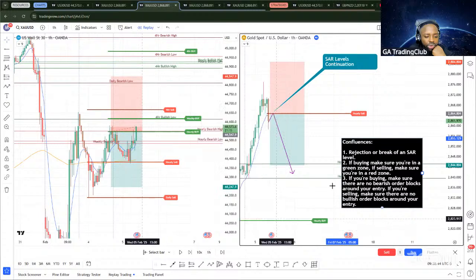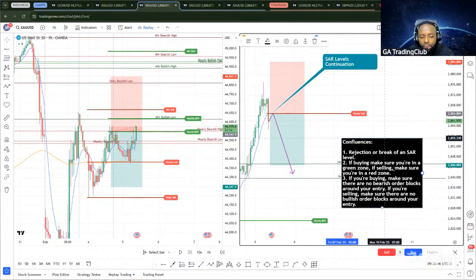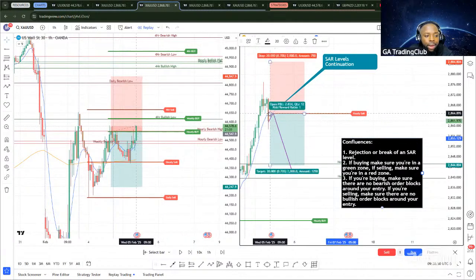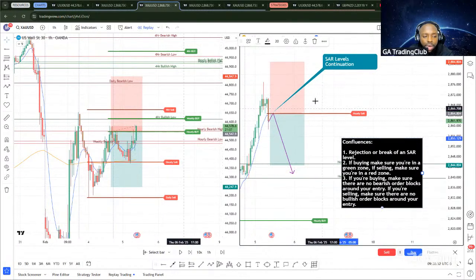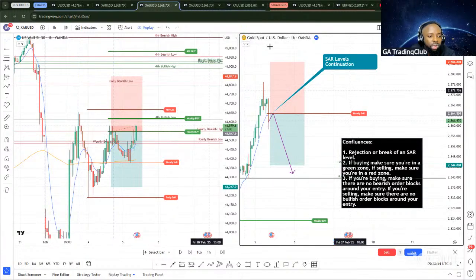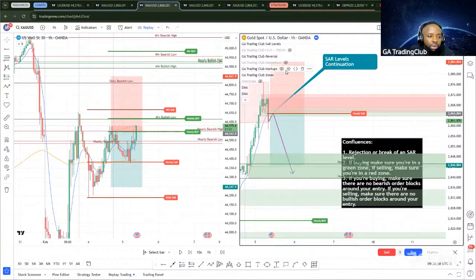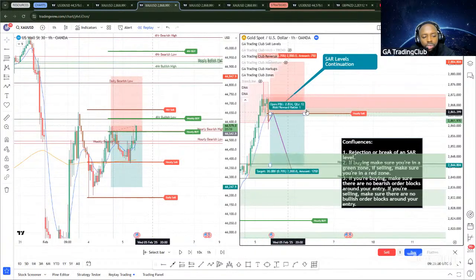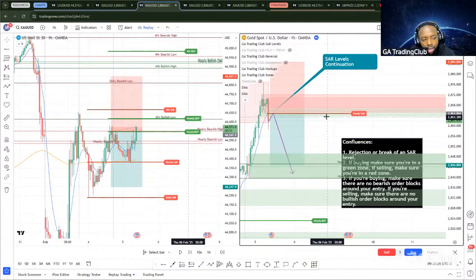So the three confluences: confluence number one, you either have a rejection or break of an SAR, which we did have here. And then number two, if buying, make sure you're in a green zone. If selling, make sure you're in a red zone. So if I turn on the zones indicator, this was in a red zone. This green zone wasn't there when I was setting the pending orders.